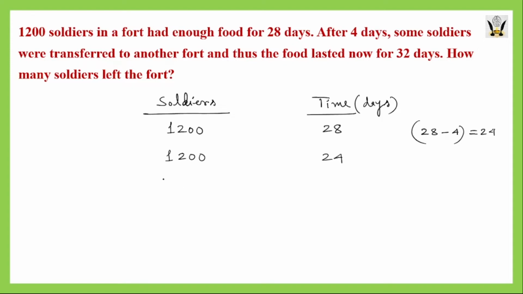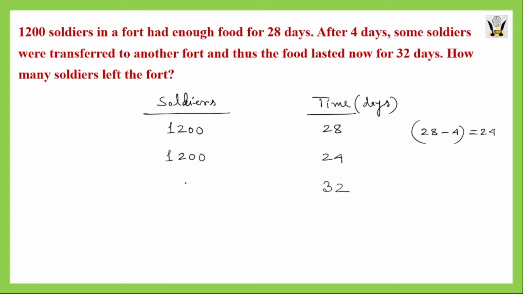So if the number of soldiers were 1200, then the remaining food was supposed to be finished in 24 days. But since some soldiers left, the number of soldiers here decreases, and since the number of persons is now less, the same remaining food can be used for more number of days. So these two quantities are in inverse variation, and that more number of days is 32.